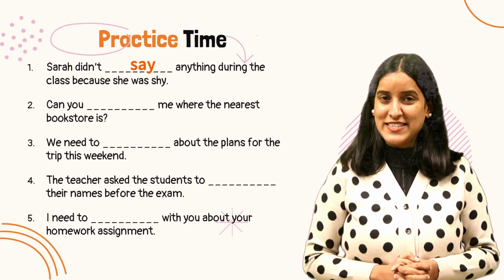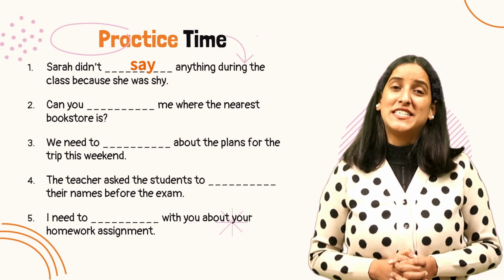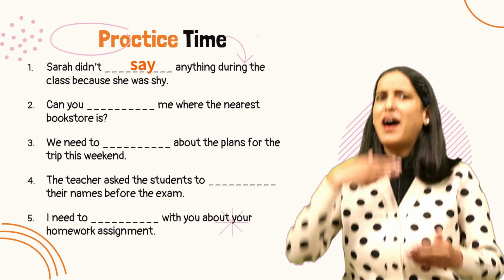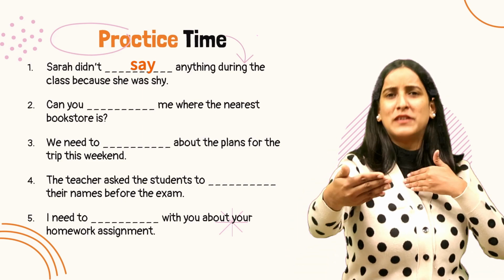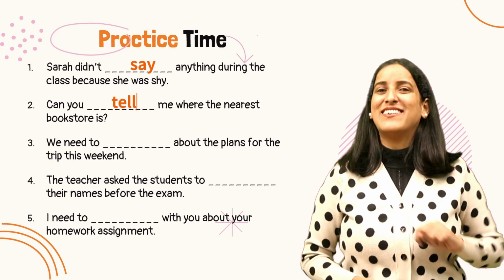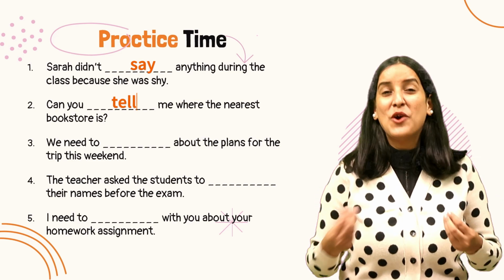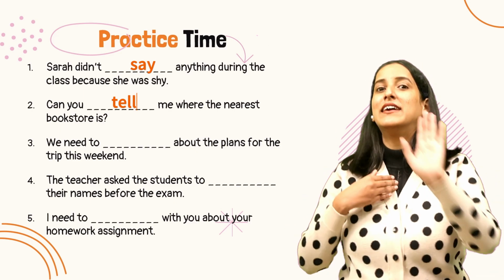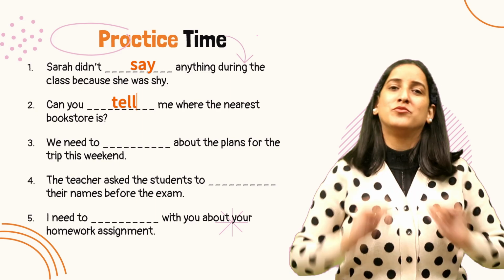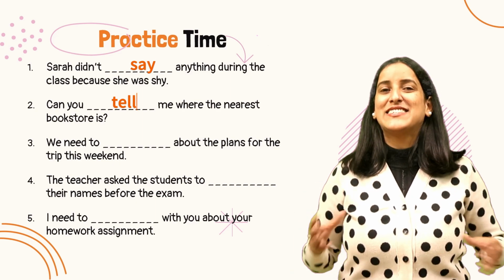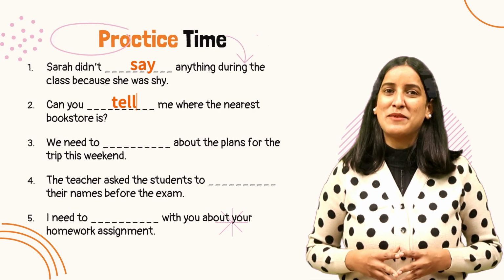The next one is this one, which is, can you dash me where the nearest bookstore is? I'm asking you. There are 2 people involved. Yes, and I'm seeking information. So tell, right? Well done. We use tell when we are giving specific information to someone, usually with a direct recipient or object. In this case, me, right? Excellent.